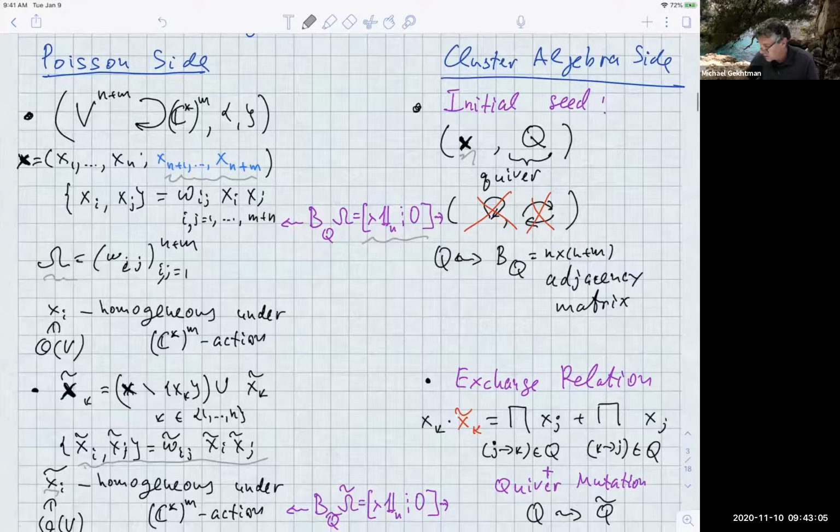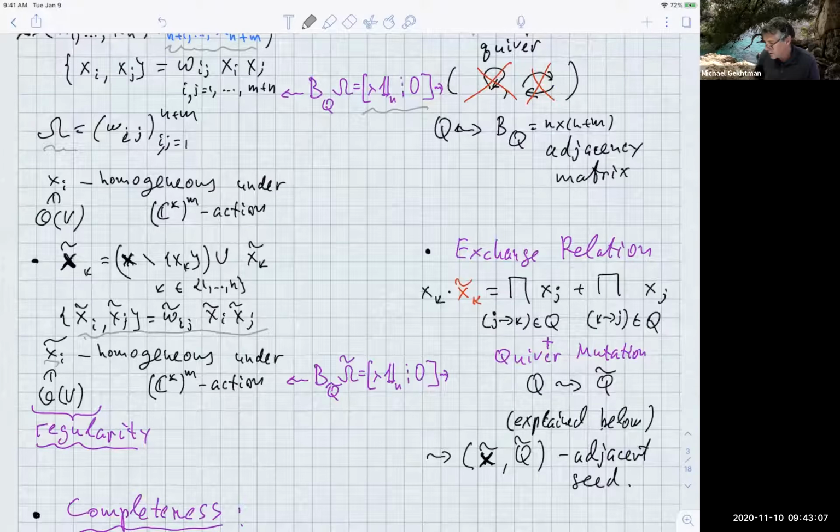And then given a quiver, I will define the exchange relation exactly as in our example. Old variable times new variable is going to be the product over vertices which point to this particular vertex in the quiver, plus the product of vertices to which this particular vertex points, right? So that's how we define the exchange relation. And then the theorem is that if you transform your coordinate system like this, then you will have this log canonical property preserved. But you do need to check a few things.